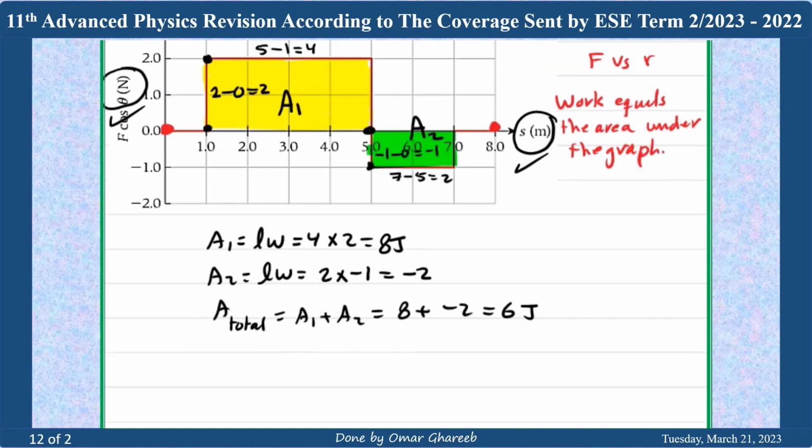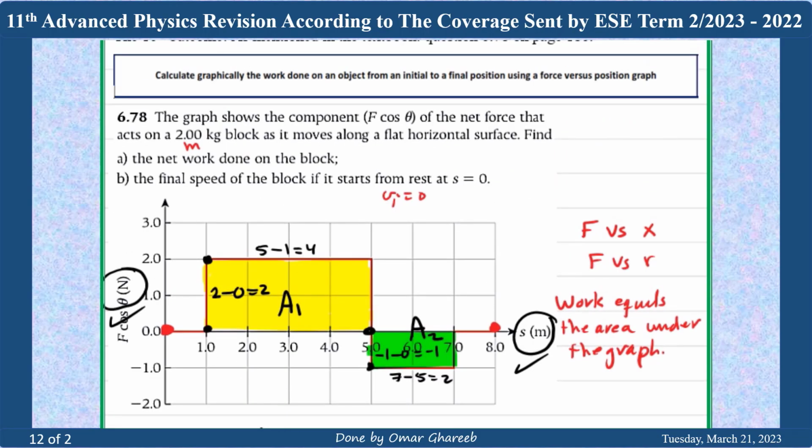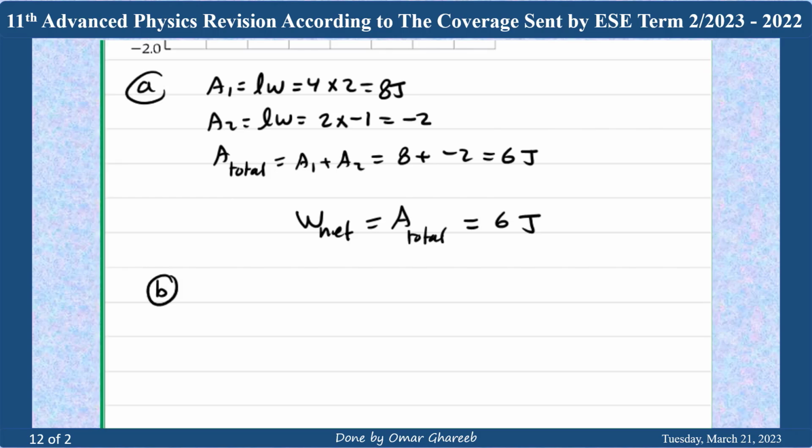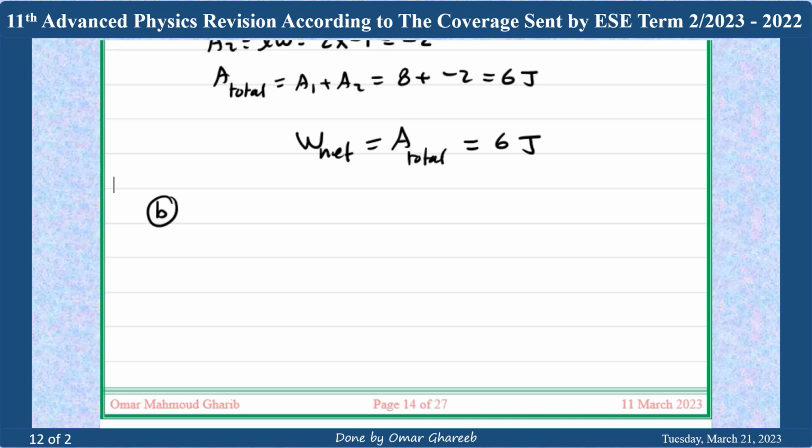This is the first question, the net work. The net work equals the total area needed, which is 6 joules. This is part A. Part B needs us to find the speed. Now use the energy work theorem, or work-kinetic energy theorem.